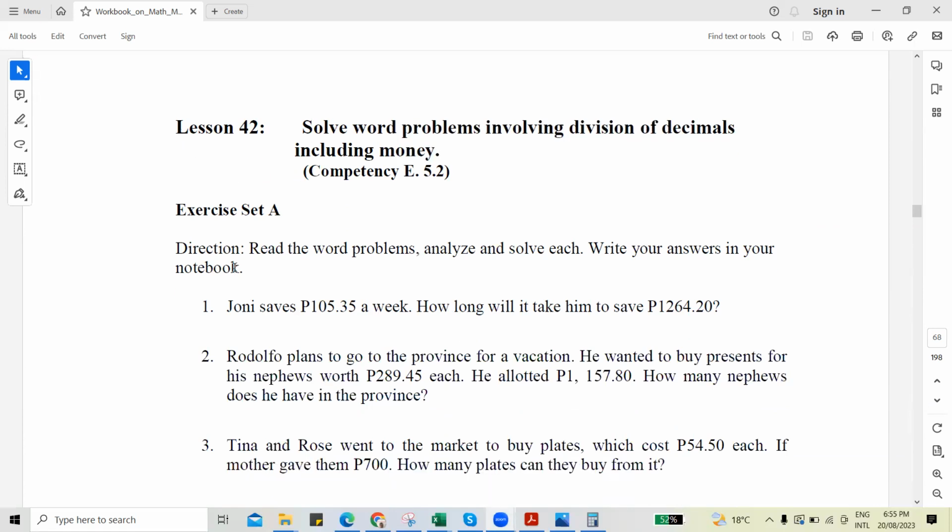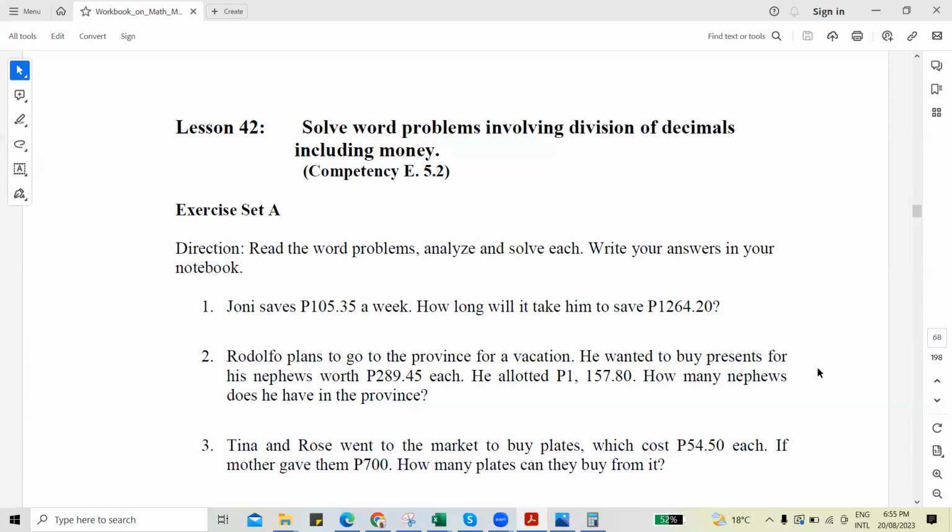Okay, now this one. Read the word problem, analyze, solve. The answer is in your notebook. Can you read this question for me? Johnny saves $105.35 per week. How long will it take him to save $1,264.20?